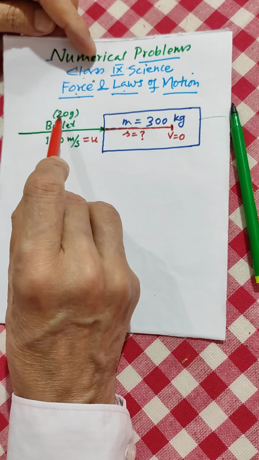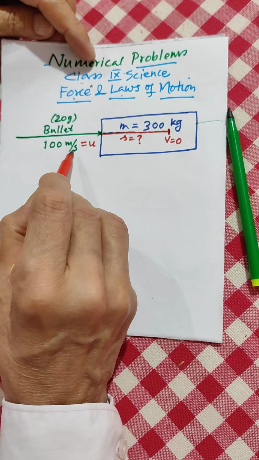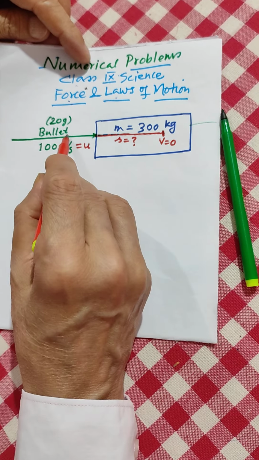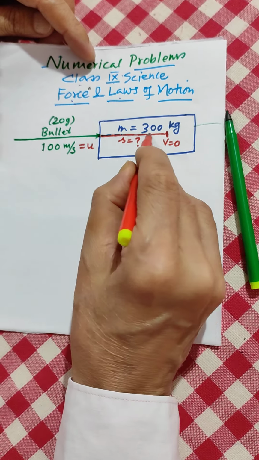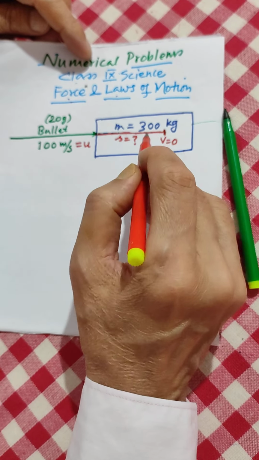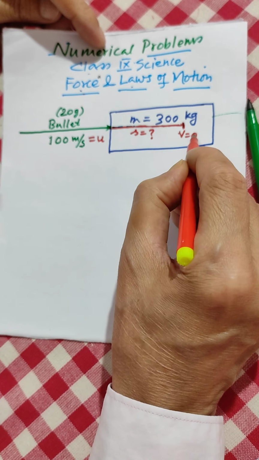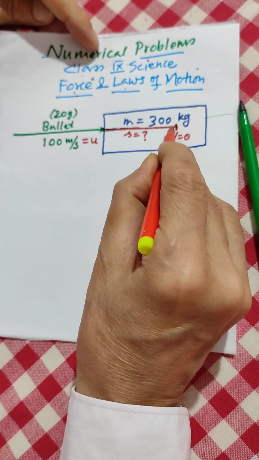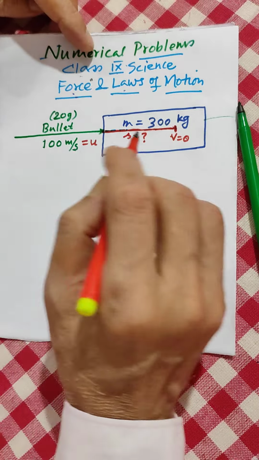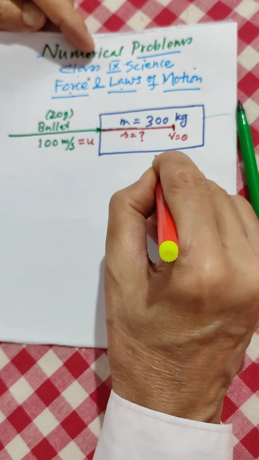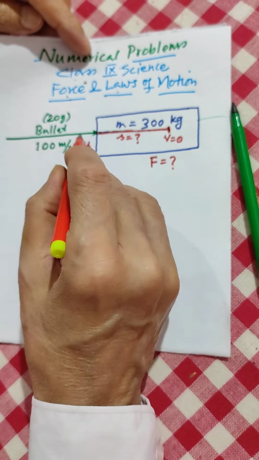So a bullet of mass 20 gram is fired into a wooden block with a speed of 100 meter per second. That is the initial velocity of the bullet as it hits the block. It penetrates into the block, and finally, due to resistance of the block, it stops. So the final velocity of the bullet is 0. This distance is the distance of penetration into the block, which you have to find out. And also you have to find the force exerted by this block on the bullet.